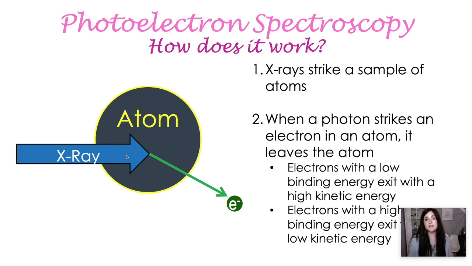And electrons with a very low binding energy exit with a high kinetic energy. Those electrons that are not very tightly bound to the nucleus leave at a much faster velocity. They leave with more kinetic energy than those electrons that are more tightly bound. That makes sense. If it's very easy to remove something, it's not going to take a lot of energy to move it. Whereas electrons that are very close to the nucleus and are very tightly bound, it takes a lot more energy to do that. So they leave with a much lower kinetic energy. And of course, scientists can measure that kinetic energy.